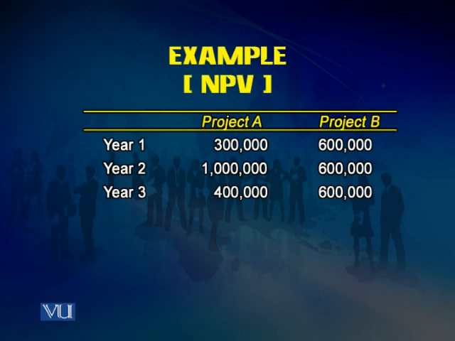So a total of 1.7 million is obtained from project A over a 3-year period. In year 1, 300,000. In year 2, 1 million. And in year 3, 400,000. Whereas in project B, the cash flow is the same each year, and it is 600,000 per year for years 1, 2, and 3. So each year the project inflows is the same, and the total is 1.8 million. Here the total is 1.8 million for project B and 1.7 million for project A.